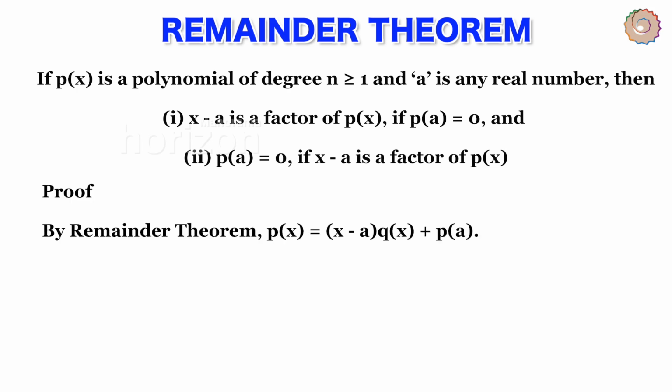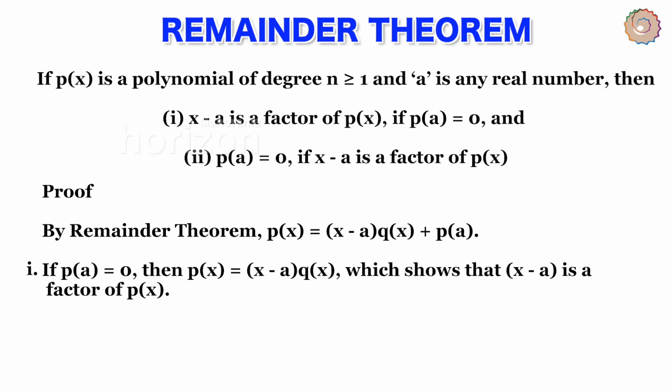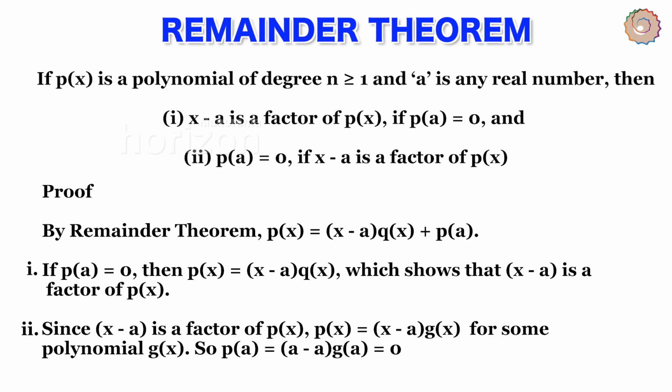Here we can prove this by using the remainder theorem. That is, p of x equals x minus a into q of x plus p of a. The first one is, if p of a equals 0, then p of x equals x minus a into q of x, which shows that x minus a is a factor of p of x. Second, since x minus a is a factor of p of x, then p of x equals x minus a into g of x for some polynomial g of x. So, p of a equals a minus a into g of a, which is equal to 0.